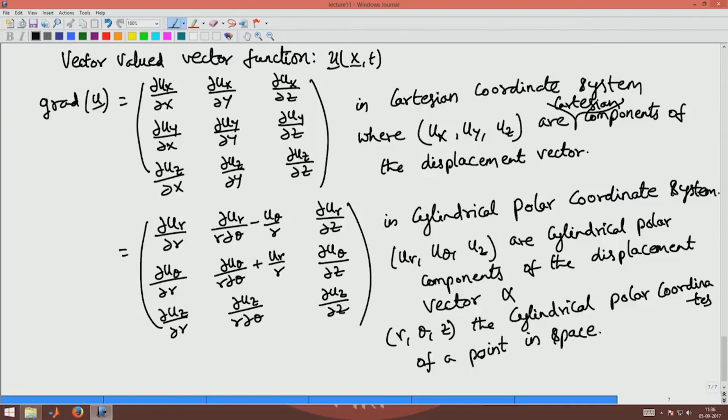Okay. So, basically we understand that the gradient of a vector valued vector function has to contain 9 components, because it is 3 functions involving 3 variables, and each of those functions will have 3 slopes to determine, which will make it 9 slopes to determine the gradient of a vector valued vector function. Okay. Now, I am not going to go into a detailed derivation of how you get the components of grad u in different coordinate systems, but this will be taken as given to you. Okay.